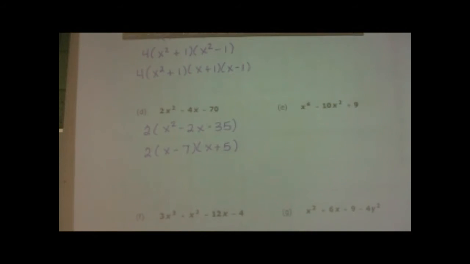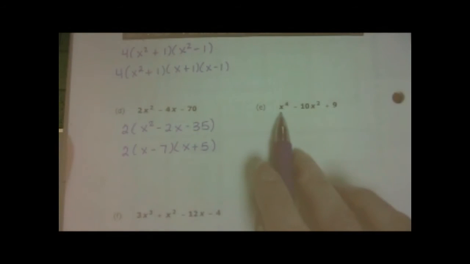Let's take a look at E. We start with the x to the 4th, then we have an x squared and a number. I don't have a greatest common factor, but I always want to check for that first. So I have 3 terms. This is actually one of the easy quadratic trinomials, because there's no number in front of the x to the 4th. So what I'm looking for is what multiplies to 9 and adds to negative 10.